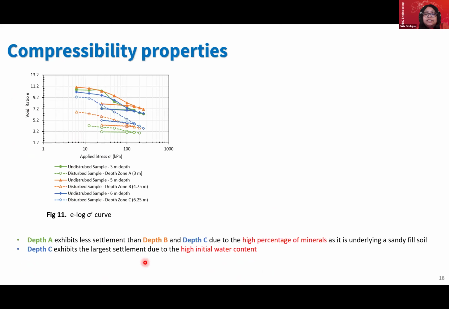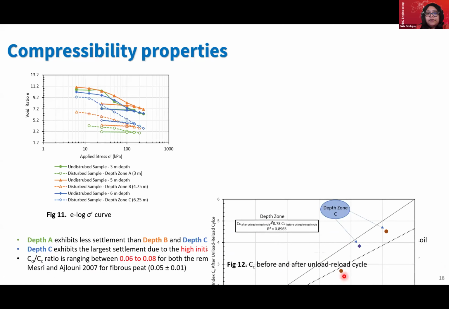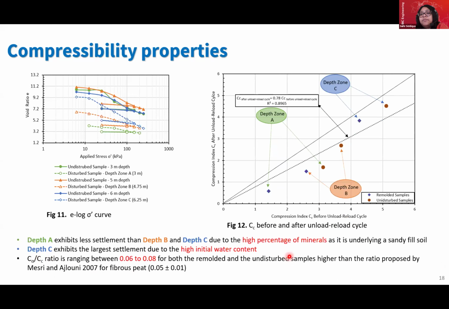Depth C has a larger settlement due to the high initial water content and secondary compression index C alpha, and then primary compression properties. The C alpha to CC ratio ranges between 0.06 to 0.08, for both the remolded and the undisturbed samples, higher than the ratio proposed by other researchers previously. So these are the data over here. Then we looked into the CC value before and after the unload-reload cycle. We have 2 different sets of data for 3 different zones, with a ratio of the compression index after the unload-reload cycle. So that's also interesting to see how it changes.